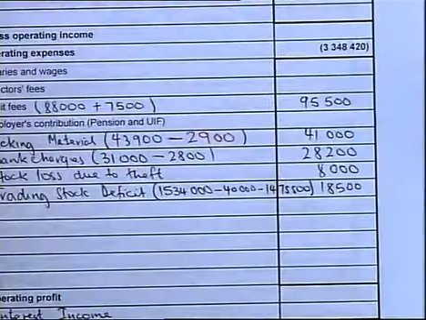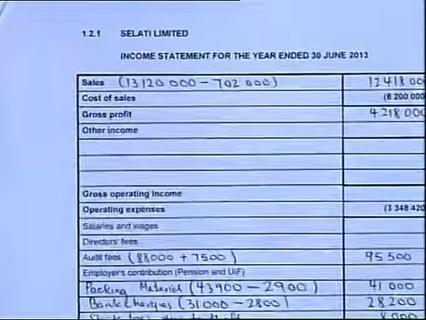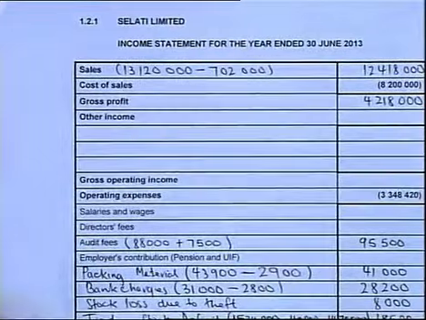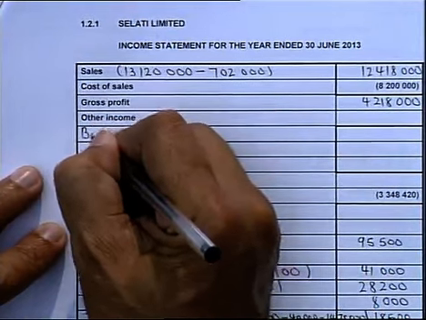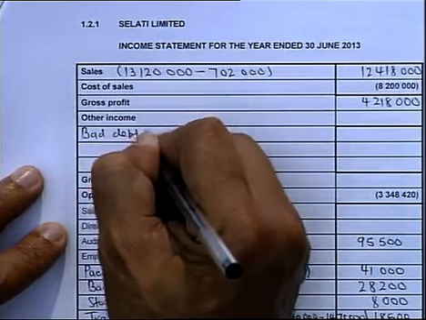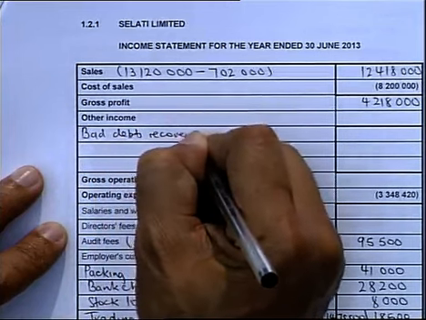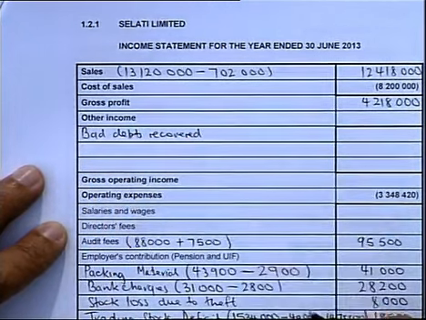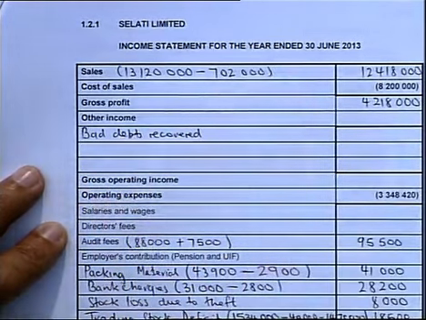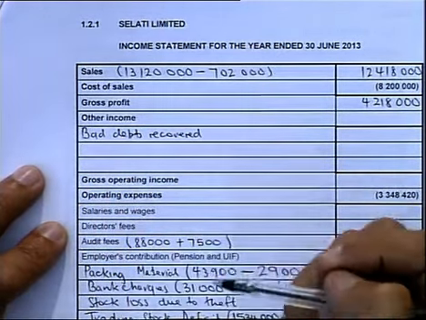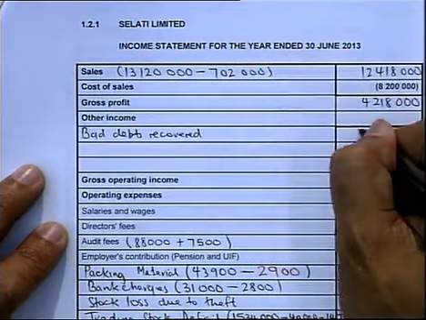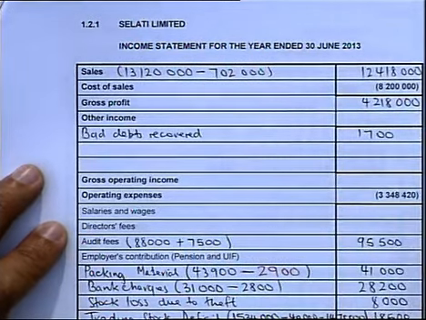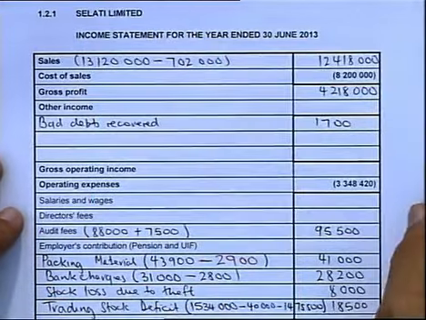So we go back to the income statement. Under our income, the first item under the income will now be bad debts recovered. Bad debts recovered, it's got nothing to do with the bad debts. The bad debts is an expense. The bad debts recovered will be an income. If there's no opening total in the trial balance for bad debts recovered, then the 1,700 will be the only figure for bad debts recovered in the income statement.